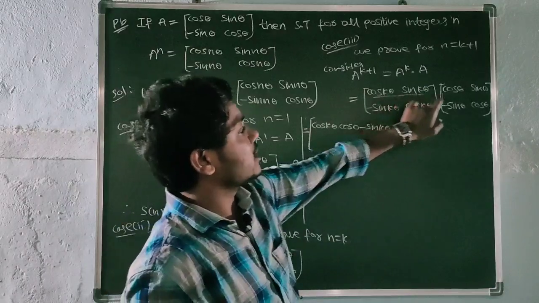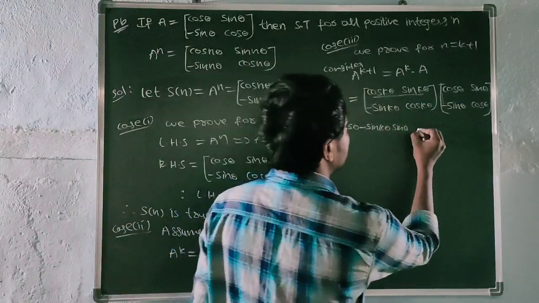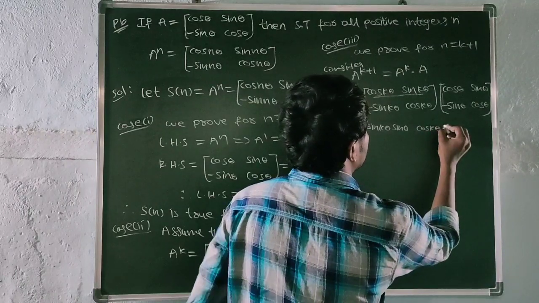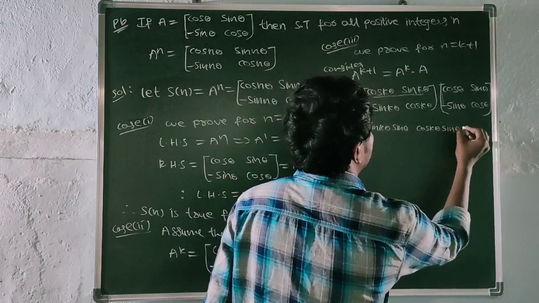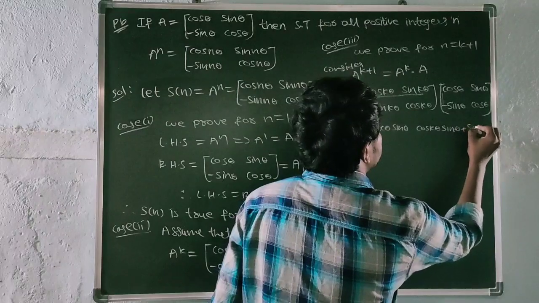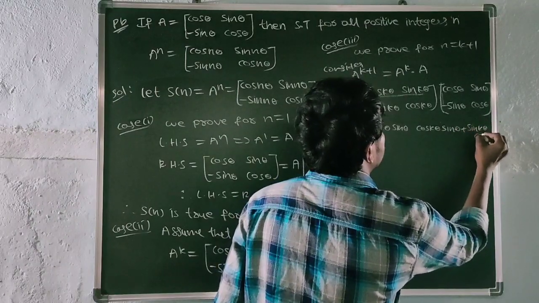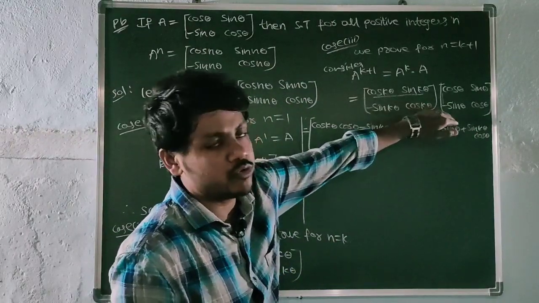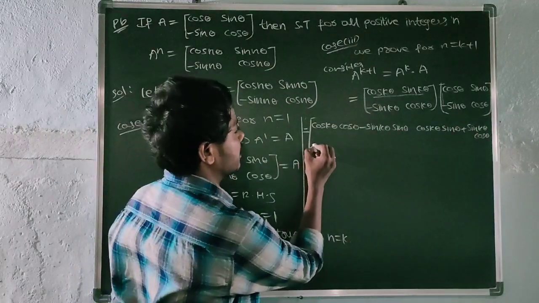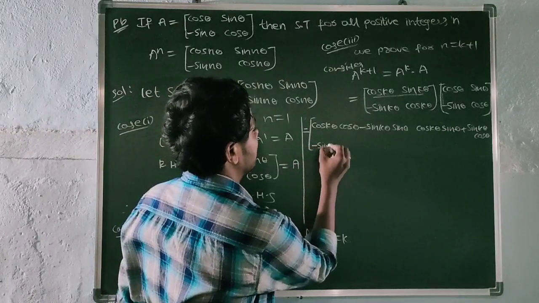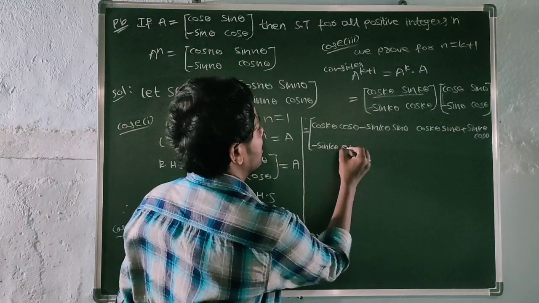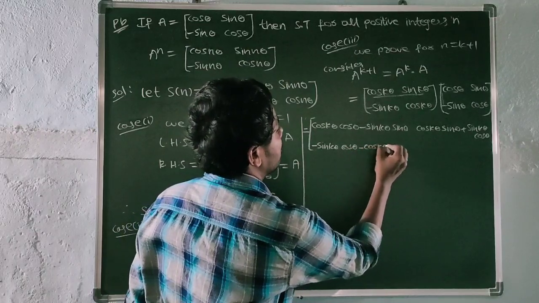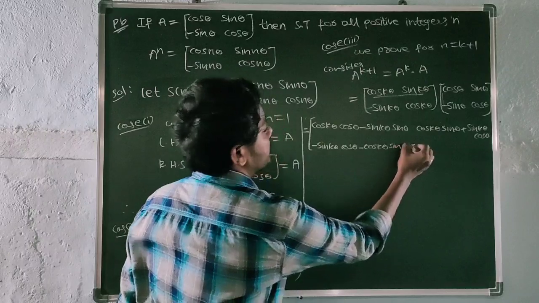Next, first row with the second column. So what you get? Cos k theta into sin theta plus sin k theta into cos theta. Okay. Now again, multiplying second row with the first column. So what you get? Minus sin k theta cos theta minus cos k theta sin theta.